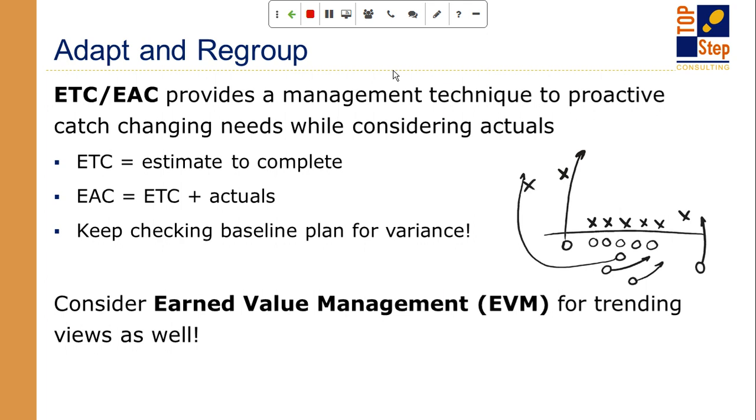So EAC is one of those in-process metrics that eventually turns into a final number, and it's really meant to give you as much of a proactive view as possible on what it's taking to deliver this project.